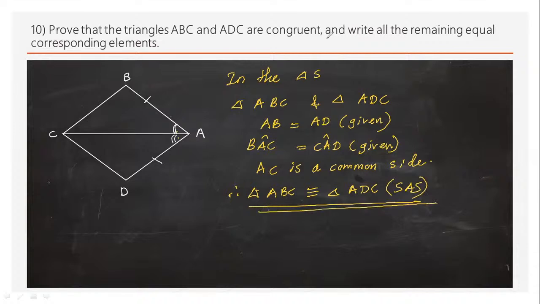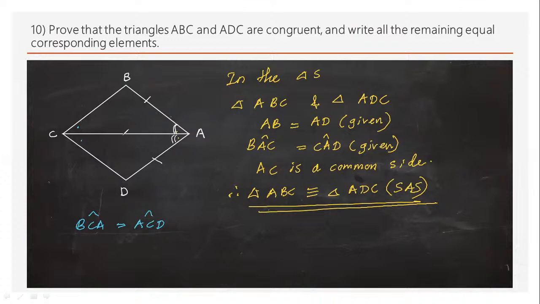Then write the corresponding elements of these congruent triangles. What are the corresponding? Look at here AB. For the AB, what is the angle opposite to that? You can see this one. These two angles are equal. BCA angle equal ACD. Corresponding elements we have mentioned here.